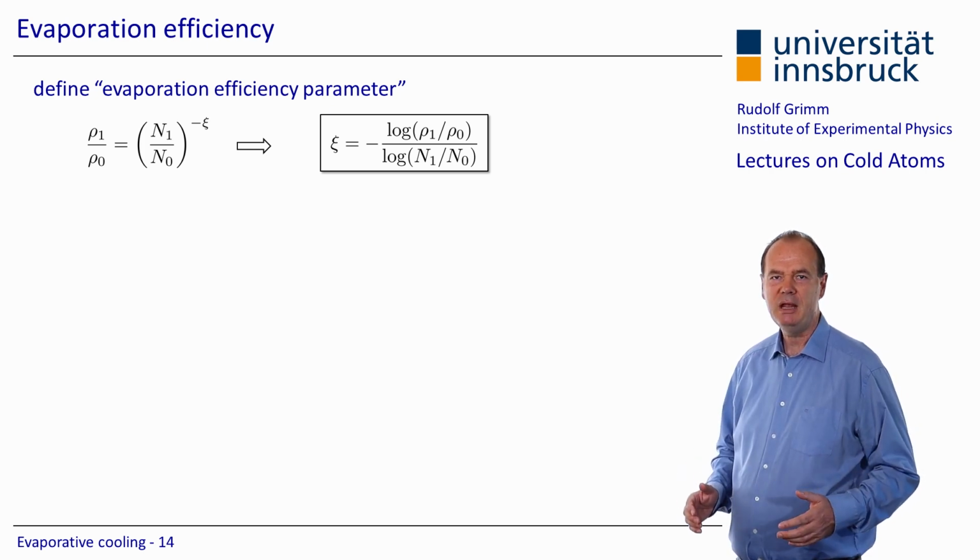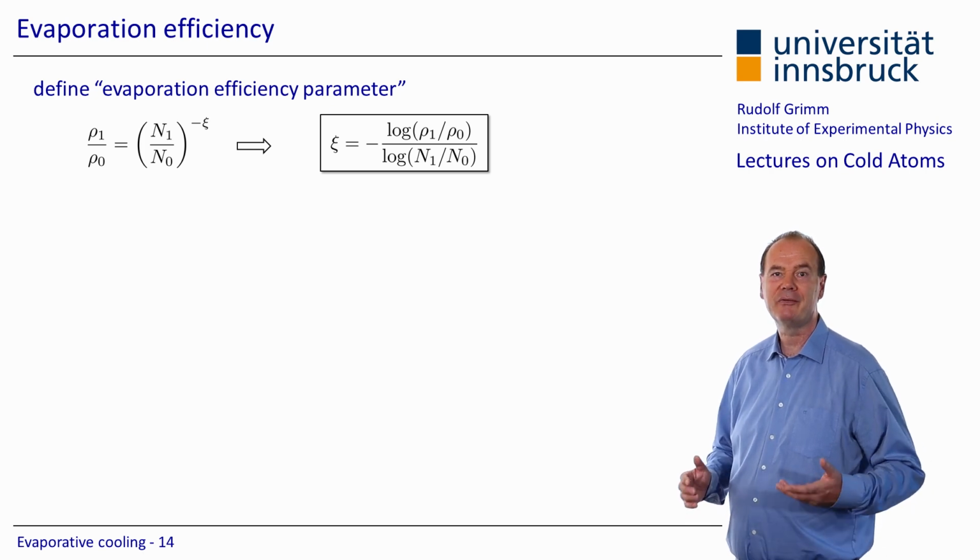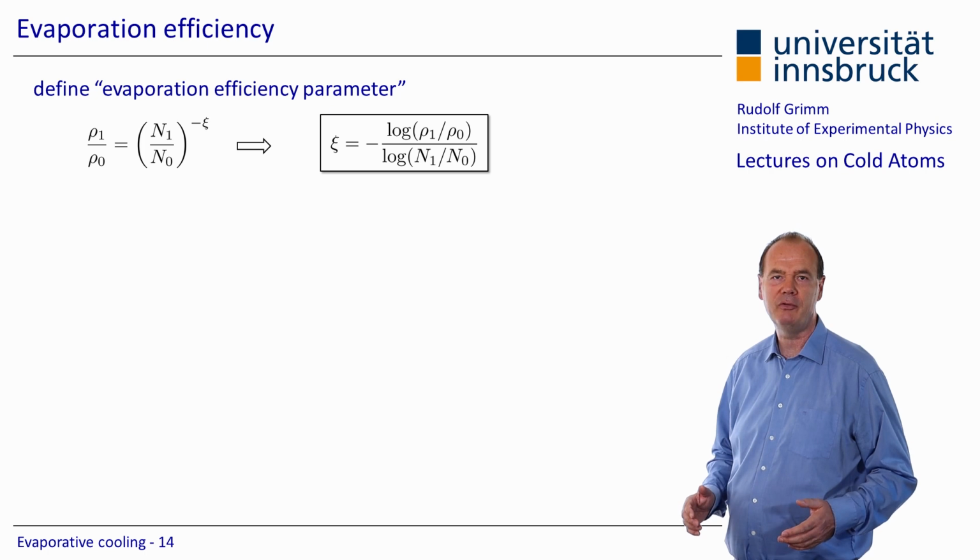For a sequence of repeated evaporation steps with efficiency xi, one can say that by losing one order of magnitude in particle number, one gains xi orders of magnitude in phase space density.